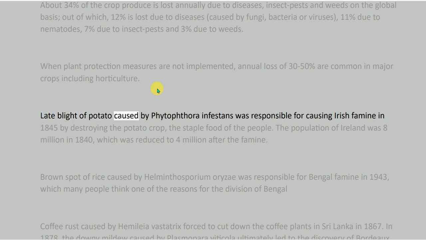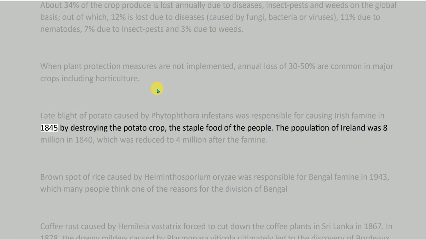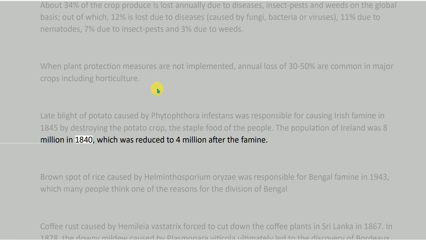Late blight of potato caused by Phytophthora infestans was responsible for causing the Irish famine in 1845 by destroying the potato crop, the staple food of the people. The population of Ireland was 8 million in 1840, which was reduced to 4 million after the famine.